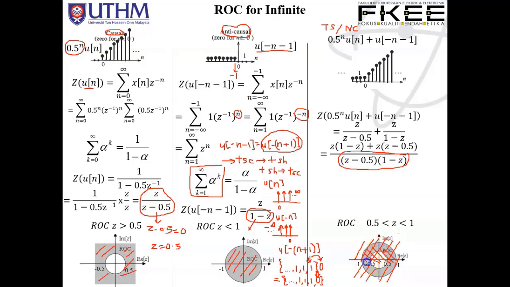So for the ROC of an infinite signal with the type of non-causal or two-sided, it is the intersection between the two ROC. As we can see here, the intersection is the one where we have two lines here. So this is our ROC for the non-causal signal.